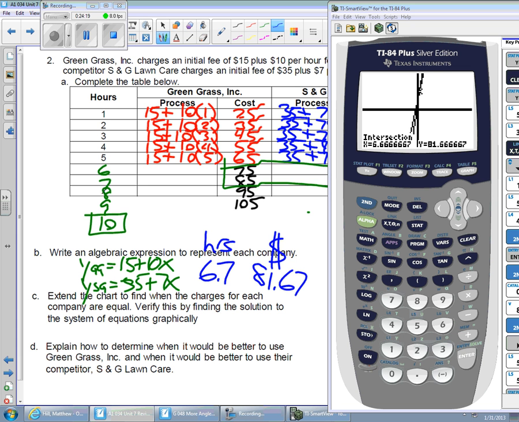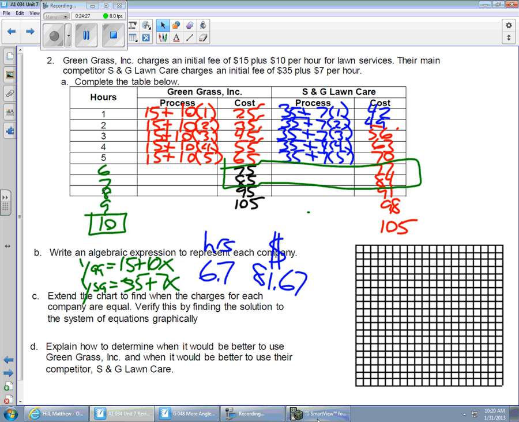Okay, so kind of a neat thing. I mean, I made a mistake in the chart, but then going through and looking at the solution in the graph, it alerted me that I'd done something wrong in the chart. Okay, so let's see, where are we at? Extend the chart, we already did that. That's what led us to messing it up. Verify this by finding out the solution graphically. Okay, so that's the answer to C right there.